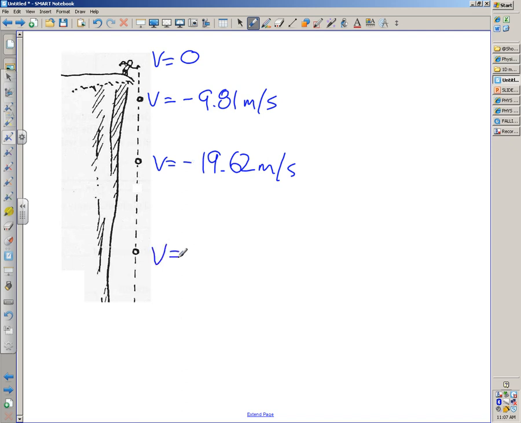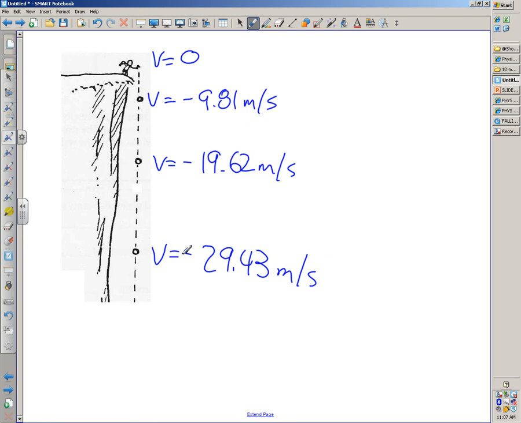3 seconds after I dropped it. What do I do to find out how fast it's going 3 seconds after I drop it? Add 9.81. Good there? It's going to be negative because it's a velocity, right?